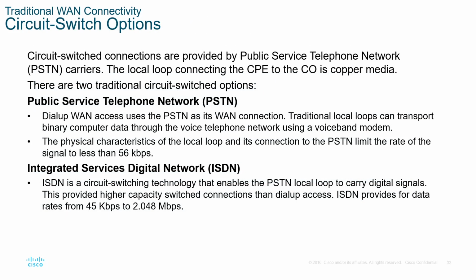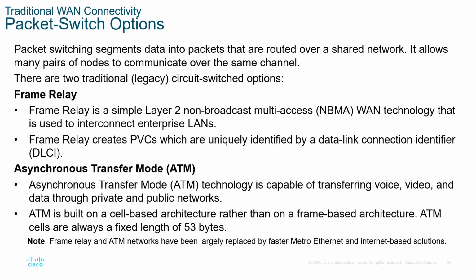All right. There are two traditional circuit switch options. We have the public switched telephone network, PSTN, and the integrated services digital network, or ISDN. ISDN provided data rates from 45 kilobits per second all the way to 2 megabits per second. So for today's standards, forget about it. Frame relay, slightly better, but not that widely deployed anymore.